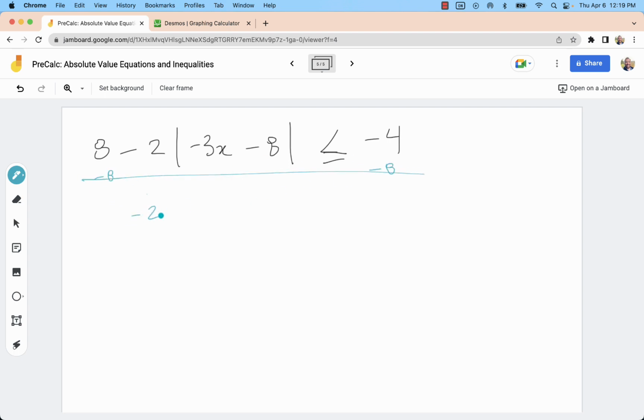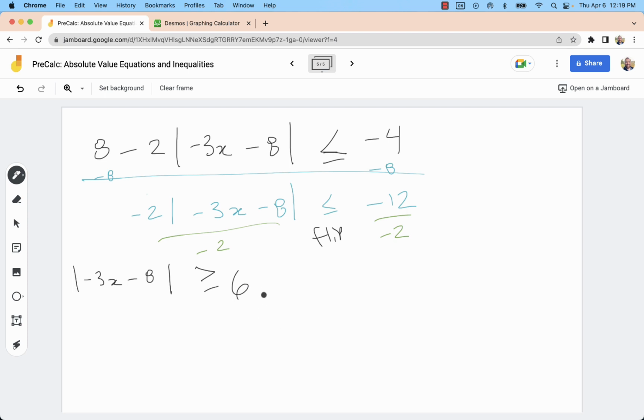and get the negative 2 absolute value, negative 3x minus 8, negative 12. Let's go to green again. Divide by negative 2. And we have absolute value of negative 3x minus 8 greater than or equal to, I forgot to write flip, 6. So now if we try to do that the same way and we put a negative 6 on the left, you'll notice that the arrows are pointed the wrong way.